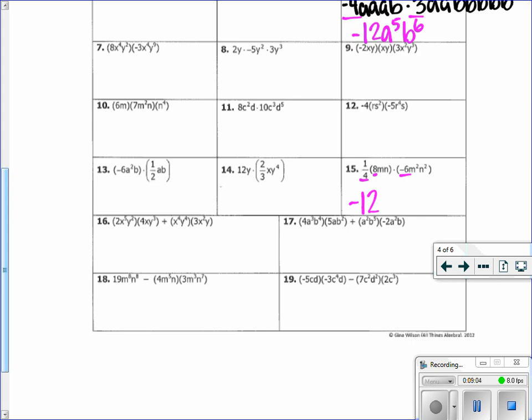M times m squared. That means how many m's would we have to expand out? 3, so m to the power of 3. And then n times n squared. Also n to the power of 3.